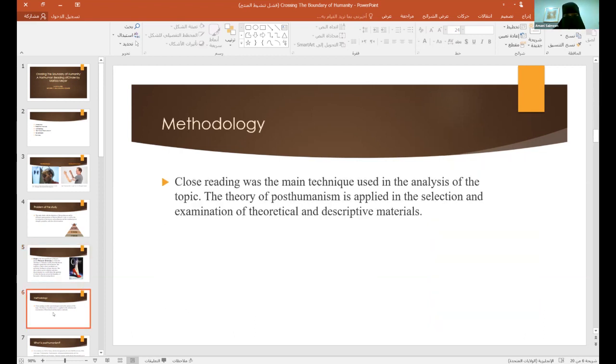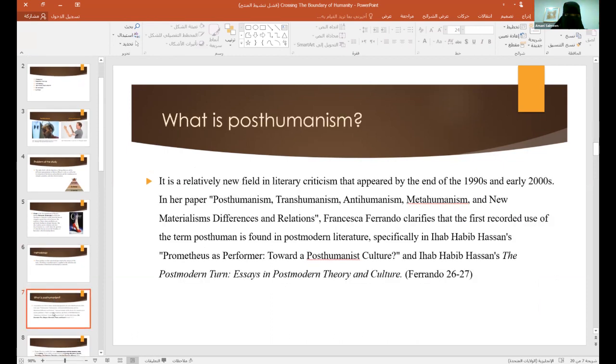The methodology I've used is close reading, which is basically a technique that was implemented by the New Critics, which is a school of criticism that is used to find or uncover unity and tensions in texts. And the theory of posthumanism is applied in the selection and examination of theoretical and descriptive materials in the paper.